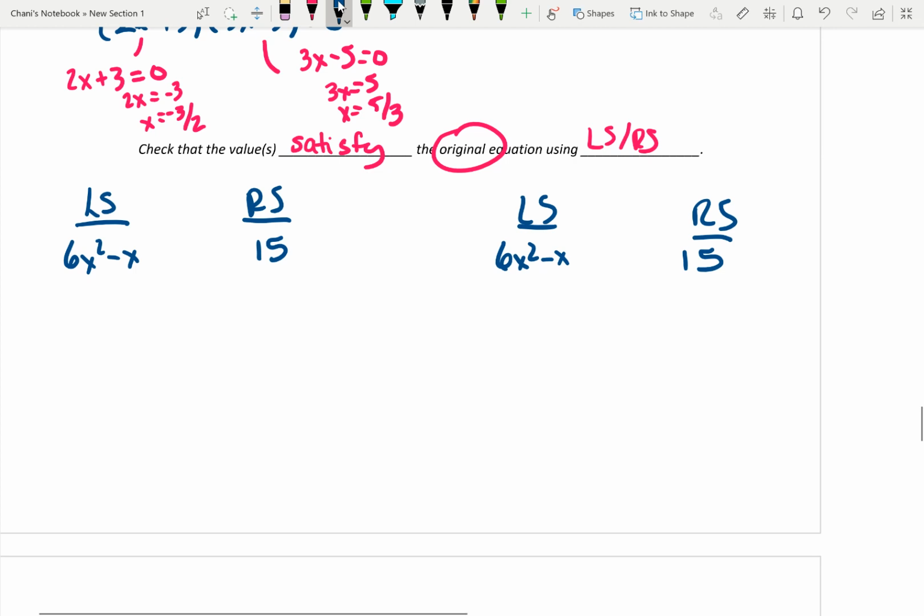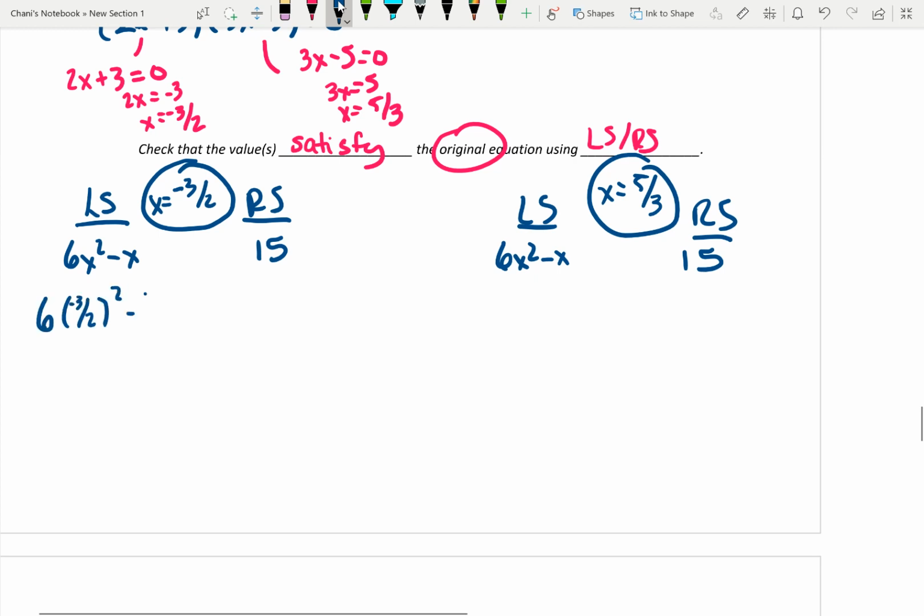Okay, so this one is your x equals -3 over 2, and this one is your x equals 5/3. So I'm going to sub that in. You can simply put this in your calculator using the fraction button, and you will get that this is exactly 15. Same thing here, I put in 5/3, and you will get that that equals 15. So left side equals right side both times.